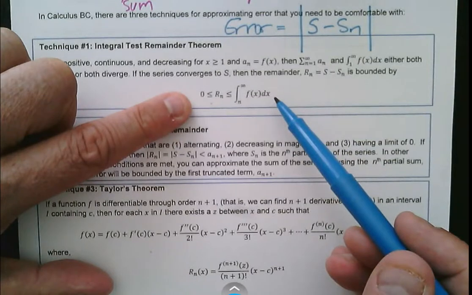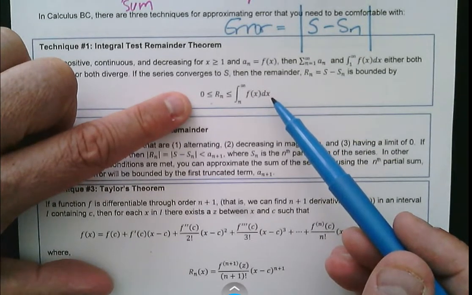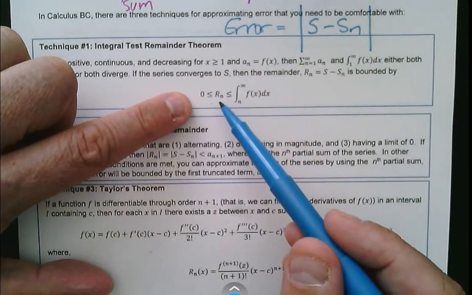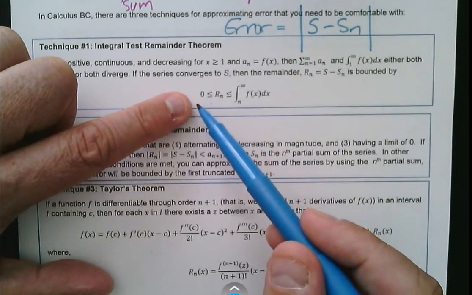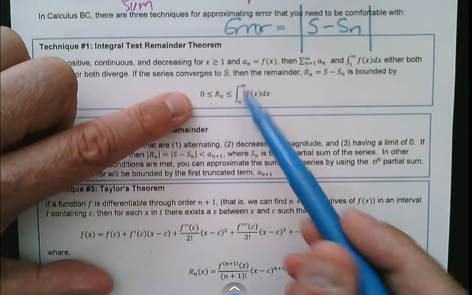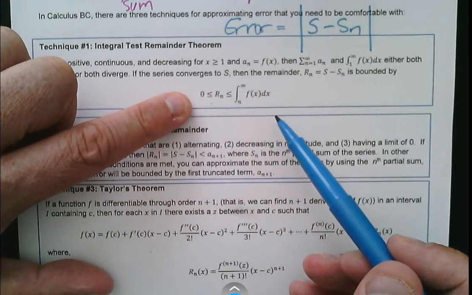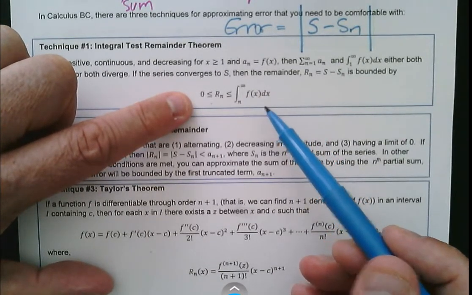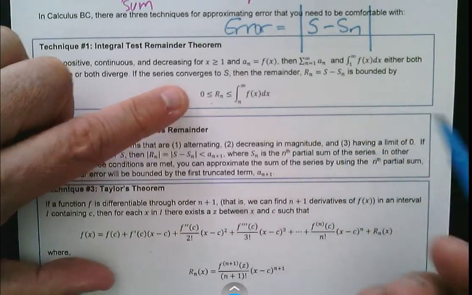You can only use this when your terms are positive, continuous, and decreasing. Your error is going to be between 0 and the integral from n to infinity of f of x dx. That's number 1. It's not the most popular one, not the one that shows up most often, but it is an error bound.